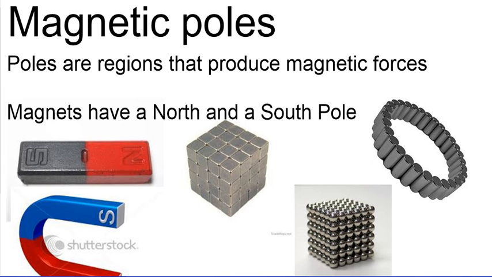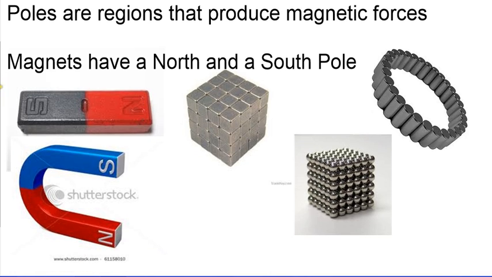Magnetic poles. The poles themselves are regions that produce magnetic forces. Every magnet will have a north and a south pole. Always both. And they come in many different shapes and sizes and forms and strengths. Here you can see just a regular bar magnet, which you're probably familiar with. We also have cube magnets, which we'll be working with in the lab later. There are cylindrical magnets, and these can be either magnetized through the side or through the circular ends. There are also spherical magnets, and we also have horseshoe magnets.